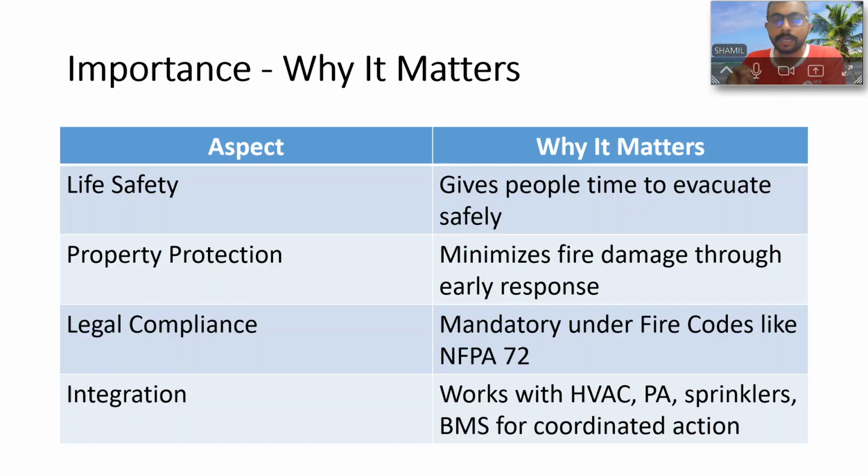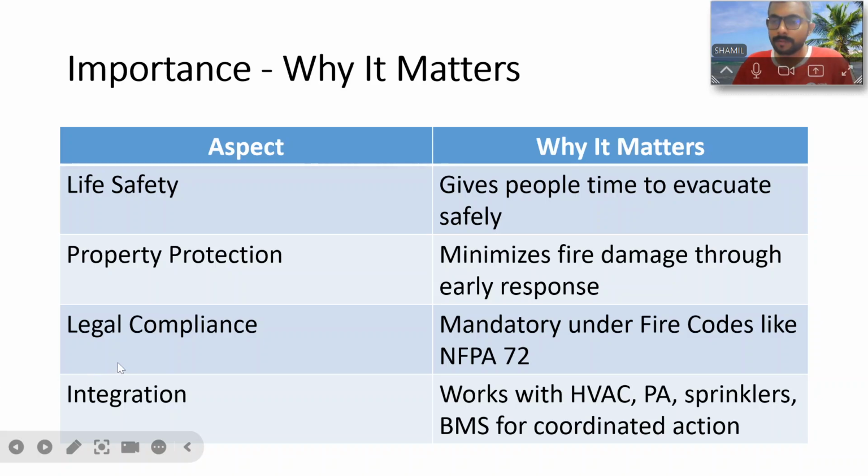The second one is property protection. It minimizes fire damage through early response. As I said before, it's about early detection. When the fire alarm system detects the fire, it provides safe time for the occupants, and it also minimizes fire damage to the property.